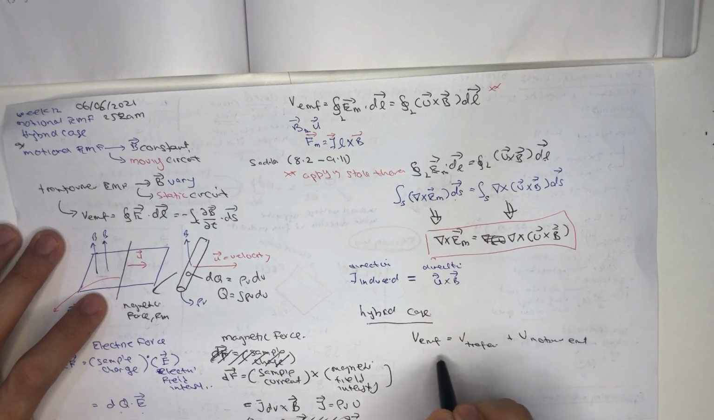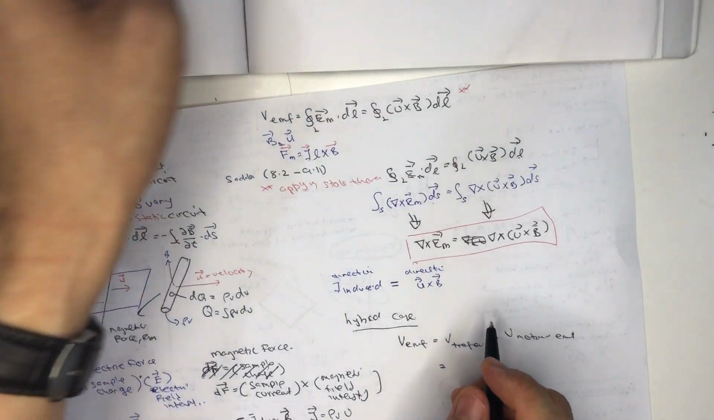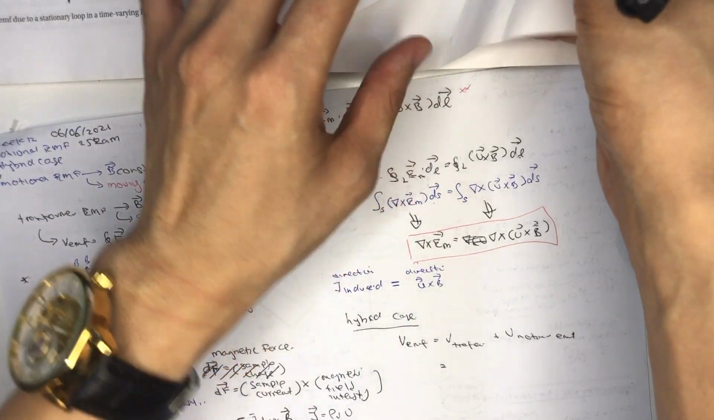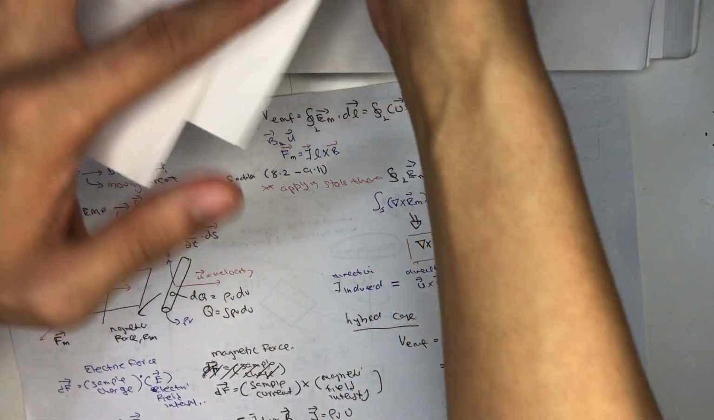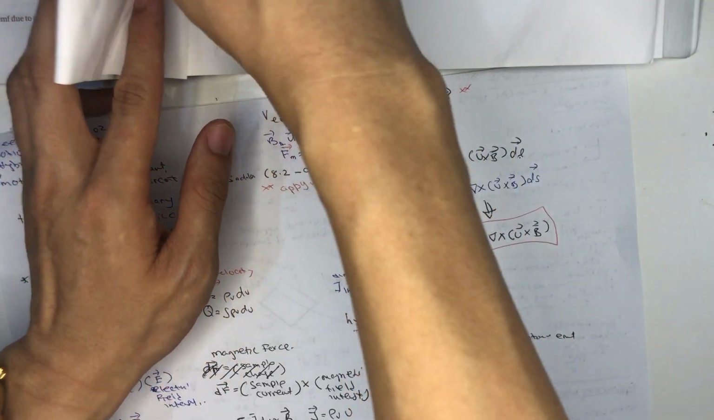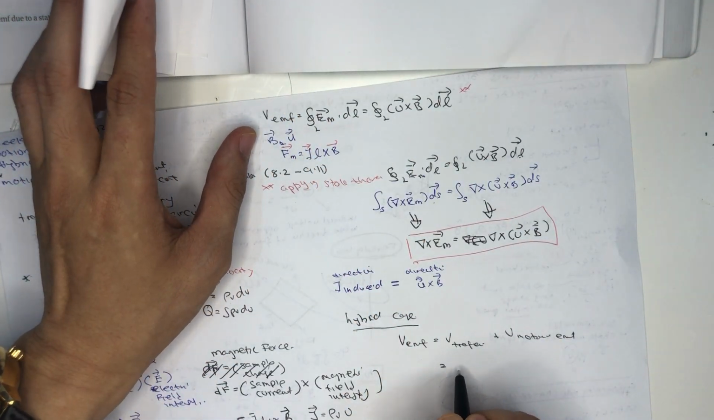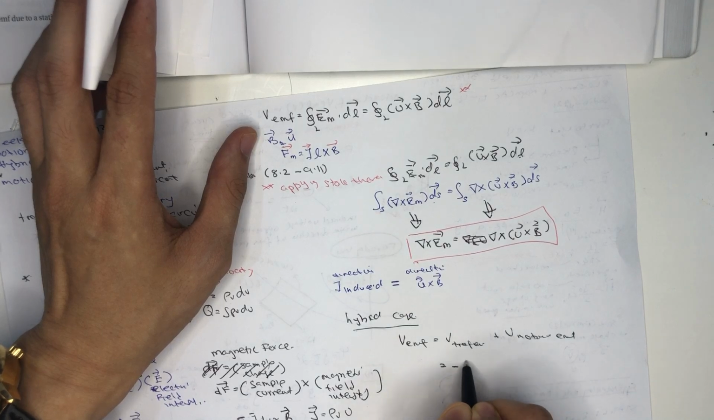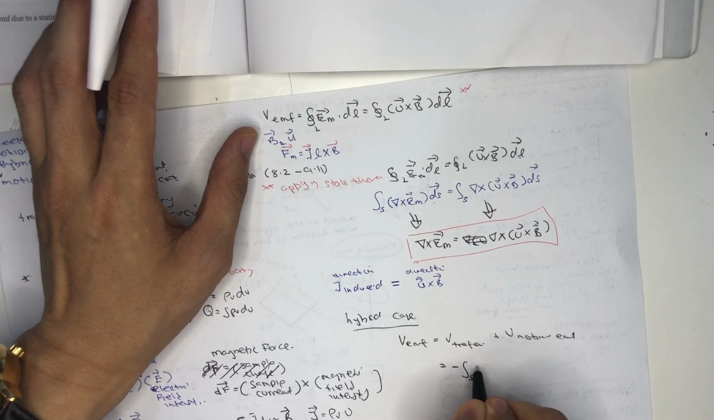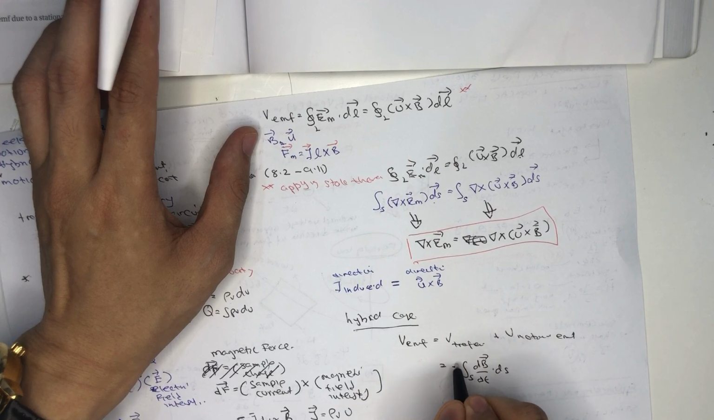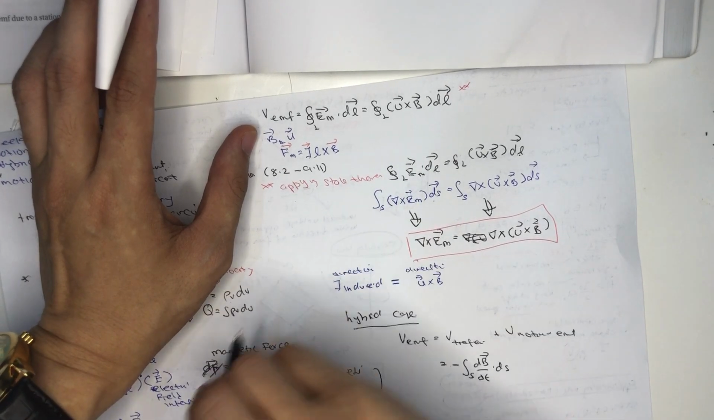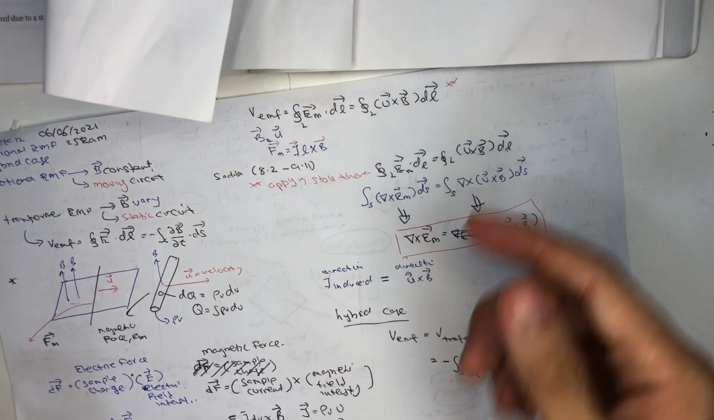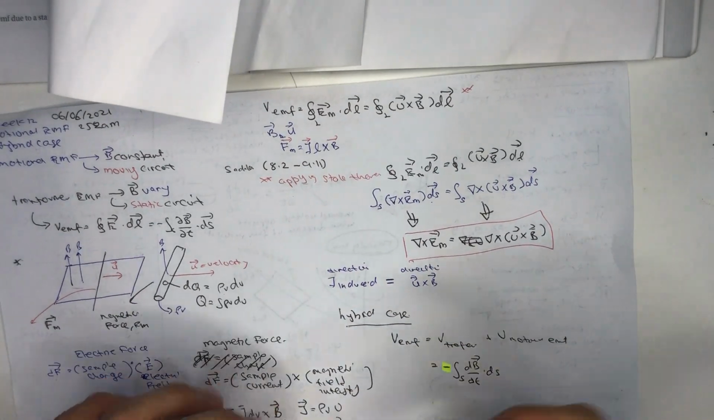So what is the EMF for the transformer? It is the negative surface integral of dB over dt dot dS, because in a transformer the change over time is what changes the field. You see here there is a negative. Later I will put some highlights so that you guys can see.